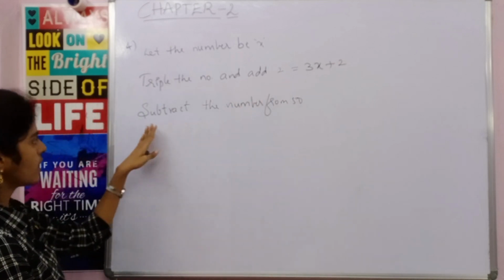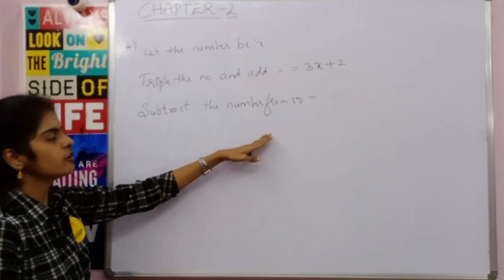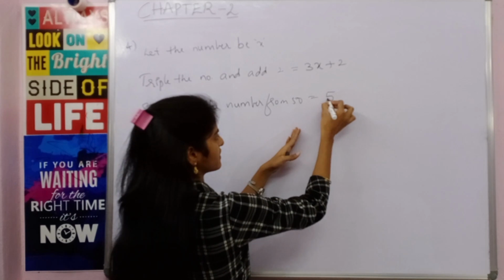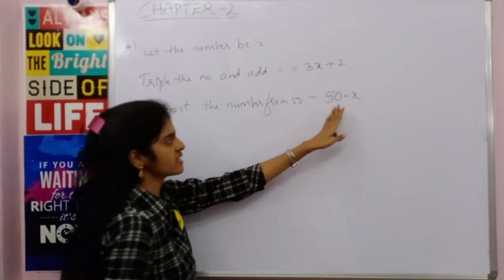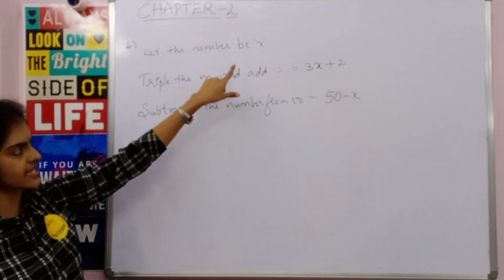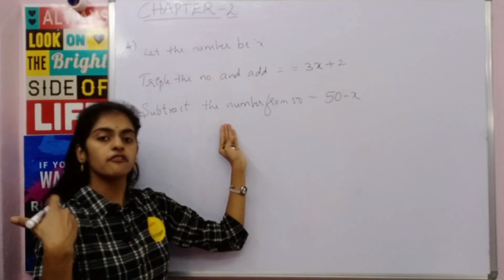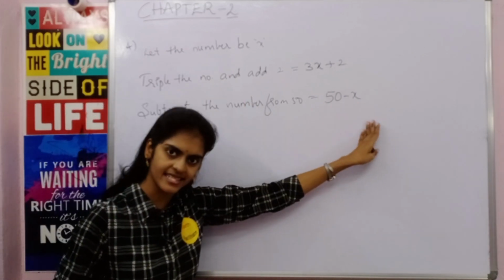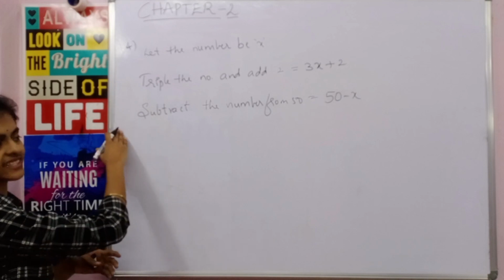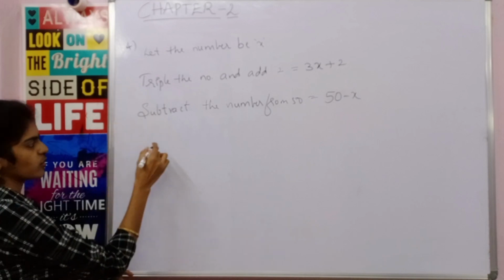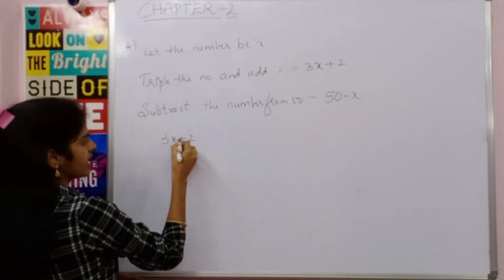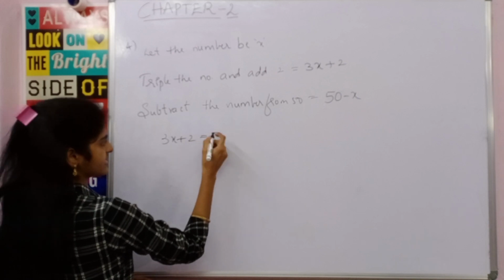Clear? Now what is this? Subtract the number from 50. So you will subtract the number from 50. That means out of 50 you are subtracting x. Okay, the number is x, and you will subtract the number from 50. That means it is 50 minus x. Okay, so the condition is these two numbers are same. So 3x plus 2 is same as 50 minus x. This is what is given.